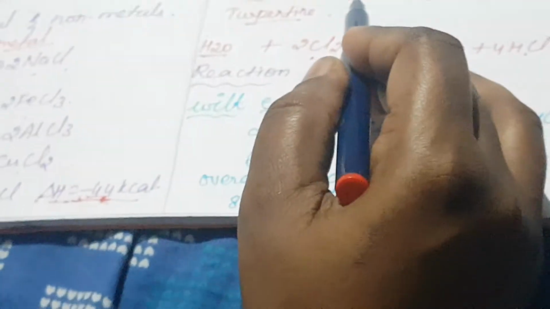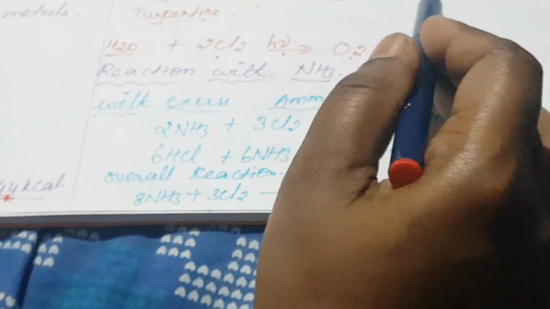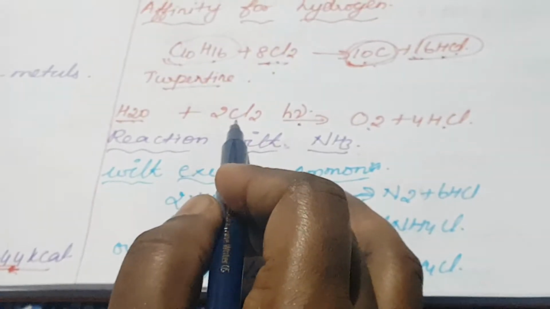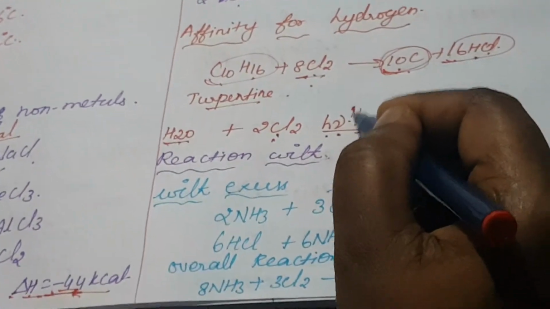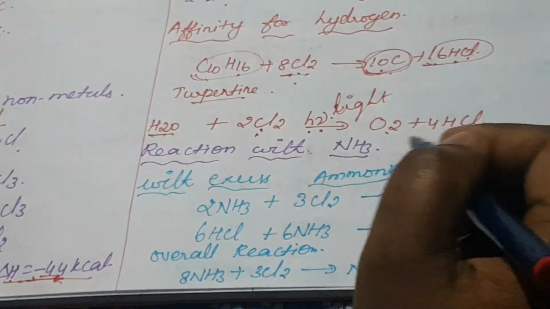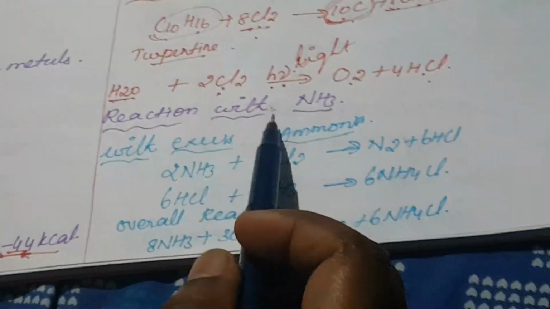So turpentine reacts with chlorine to form hydrochloric acid. Again, a water molecule reacts with chlorine in the presence of light to form hydrochloric acid. Now the reaction with ammonia.